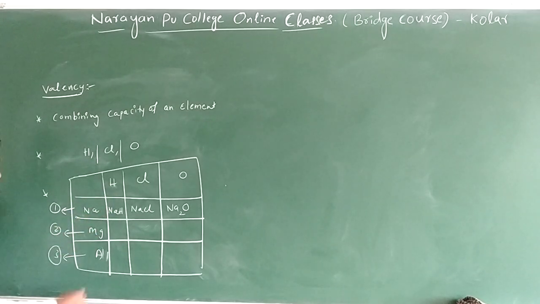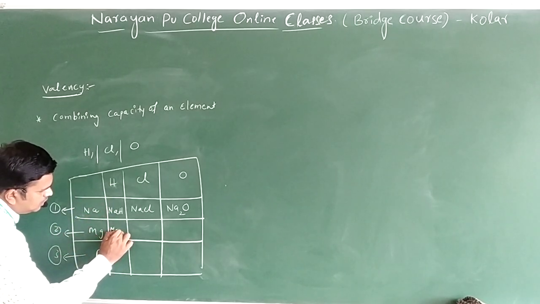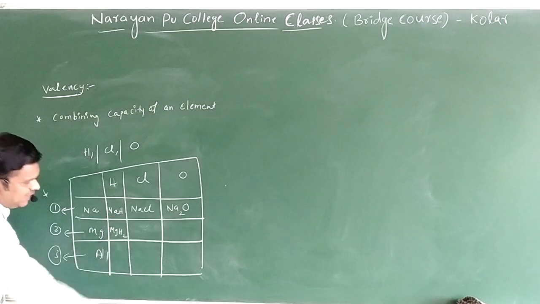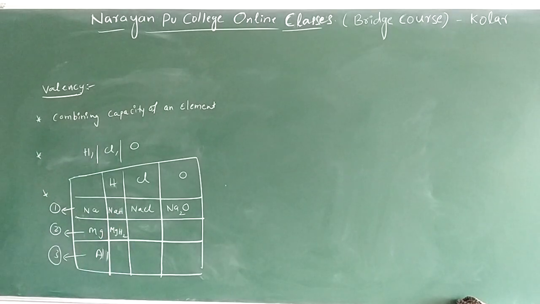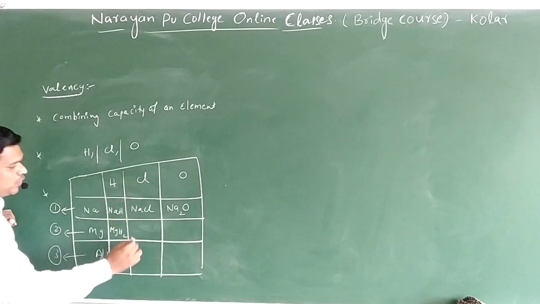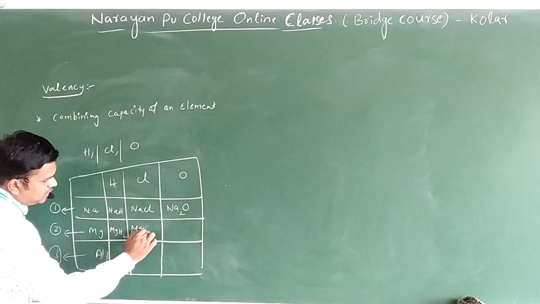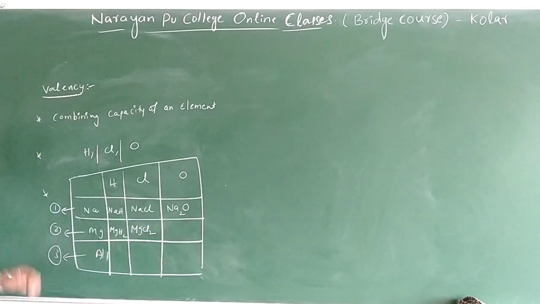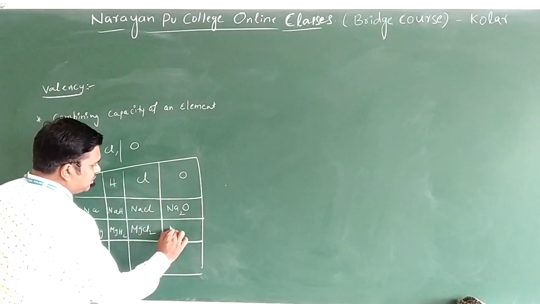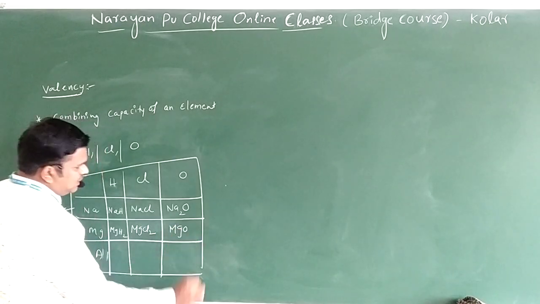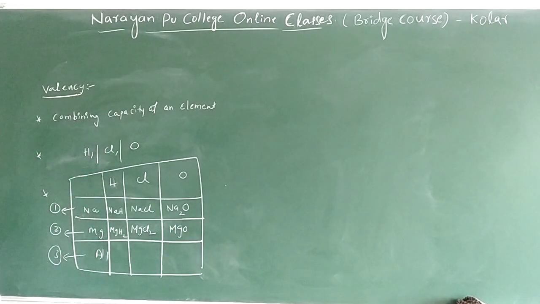Now magnesium will combine with hydrogen. It will form magnesium hydride, MgH2 only. Magnesium will combine with chlorine. It will form MgCl2, magnesium chloride. Magnesium will combine with oxygen. It will form MgO, that is magnesium oxide.